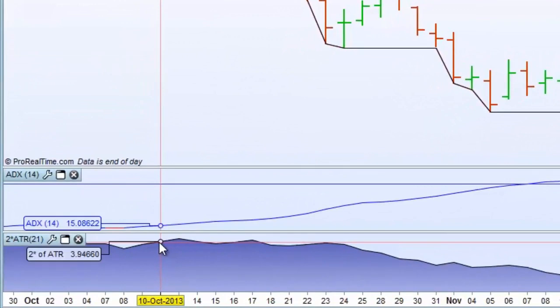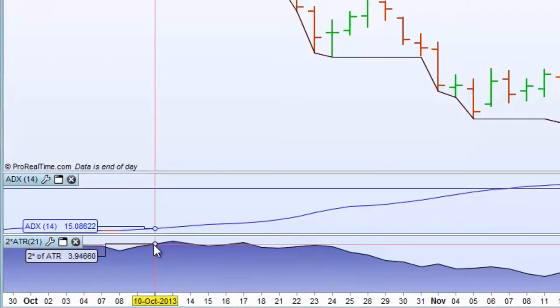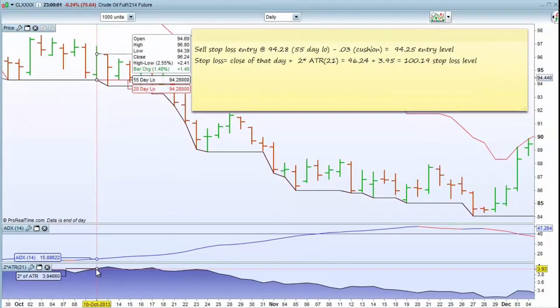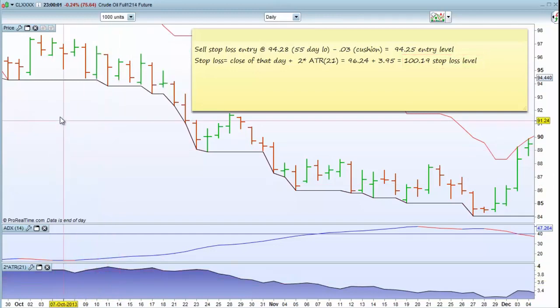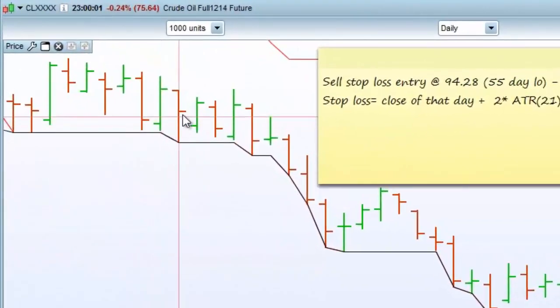And on that day, we can see that that level to the left of the cursor is 3.9466. So I rounded up to 3.95, you can see on the post-it, on the sticky note. And that makes my stop loss level 100.19. So now we're in the trade. Let's follow along. We're in the trade.